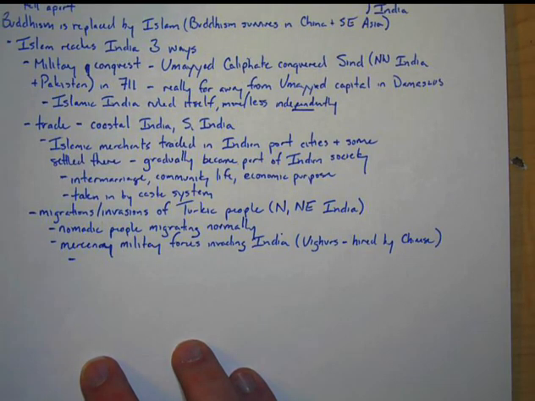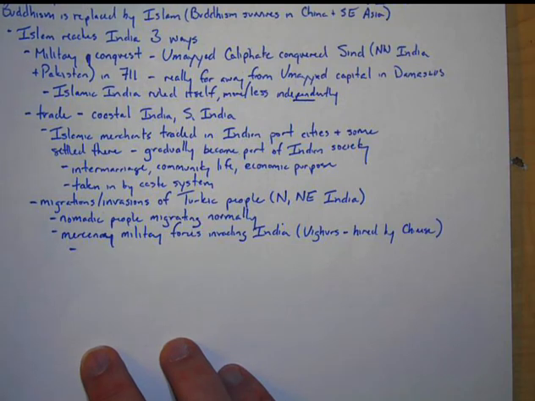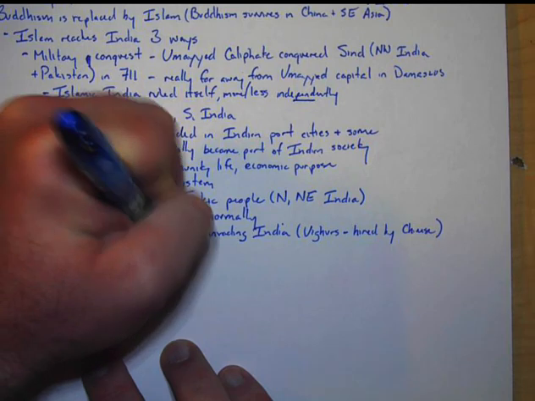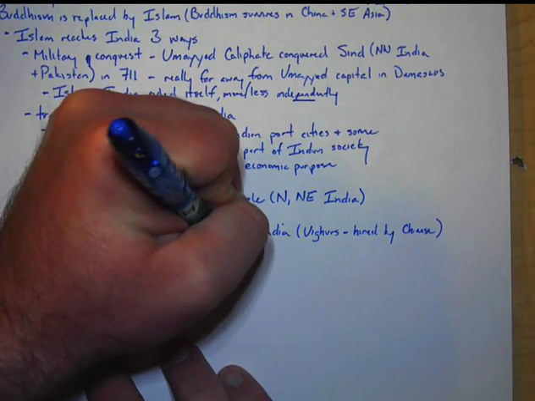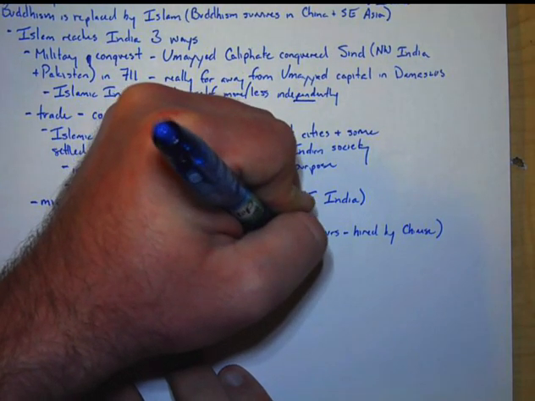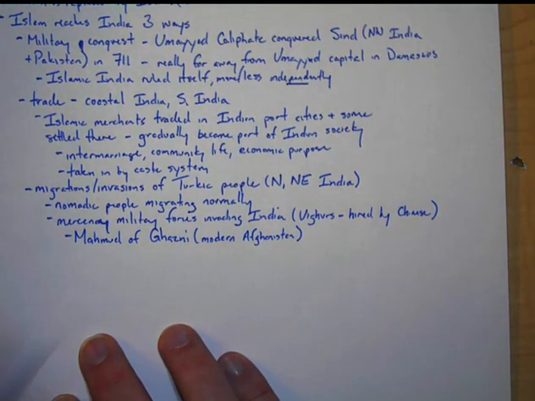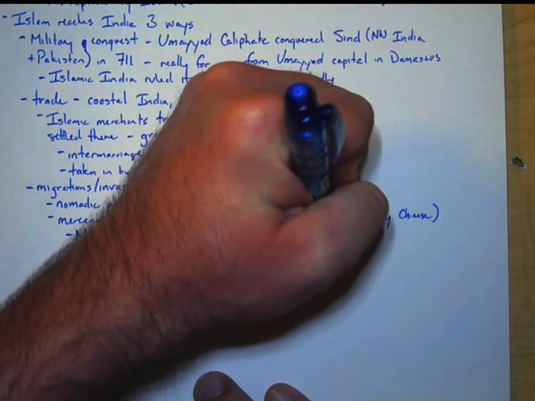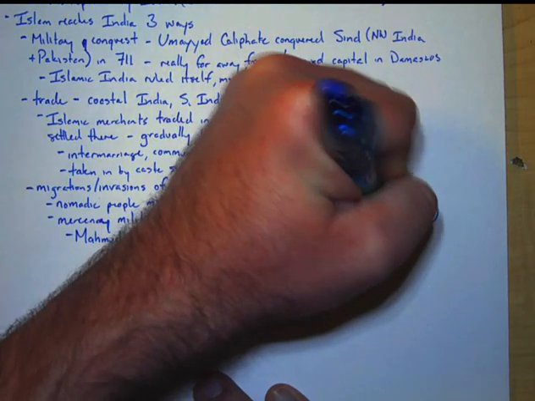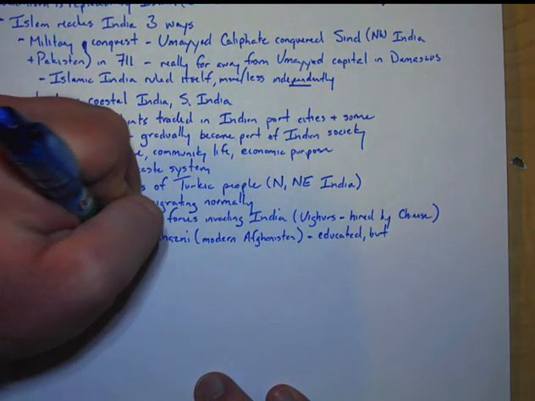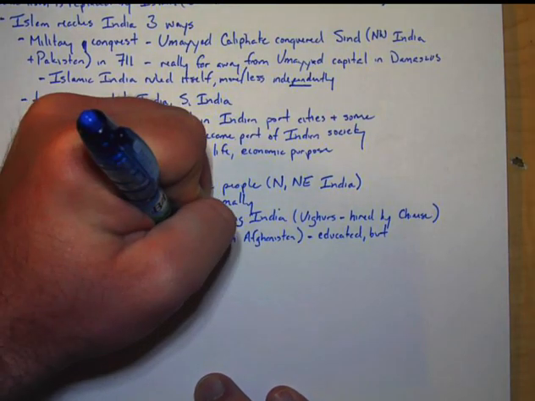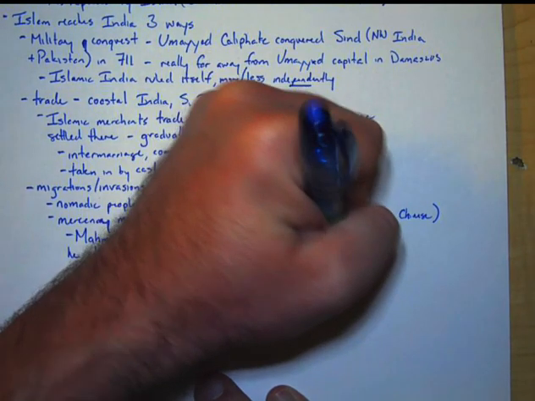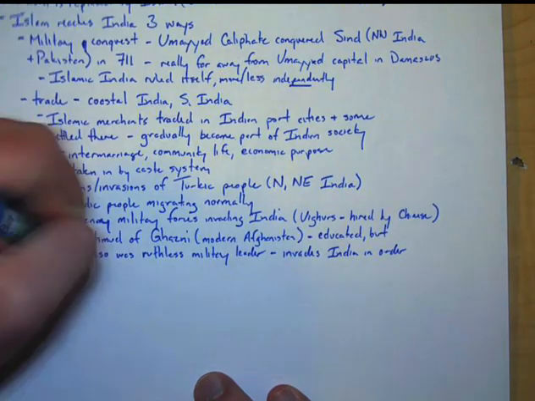So one guy that we might want to remember, one of these military leaders, his name was Mahmud of Ghazni. Ghazni is in modern Afghanistan. So Mahmud of Ghazni was a complicated figure. He was an educated man, but he also was kind of a ruthless military leader. And he invades India in order to plunder it.